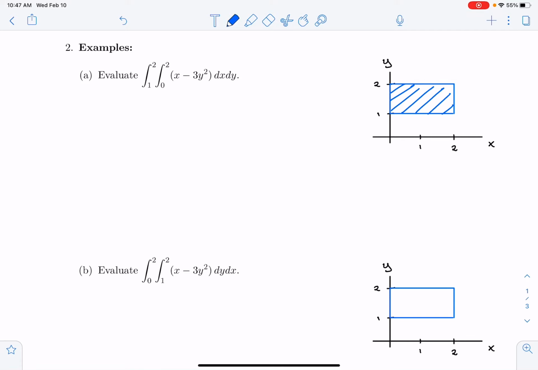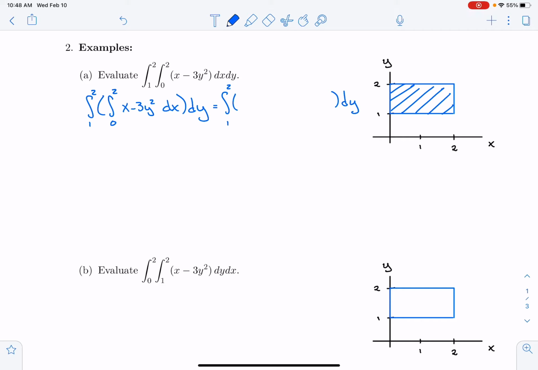So now I want to evaluate this integral. The way I'm going to think about it is the integral from 1 to 2 of, inside parentheses, the integral from 0 to 2 of x minus 3y squared dx, and then I'm going to evaluate that dy. On the outside I have an integral from 1 to 2 that is being performed dy. And then I want to look at what's on the inside. So I'm going to integrate x minus 3y squared dx.